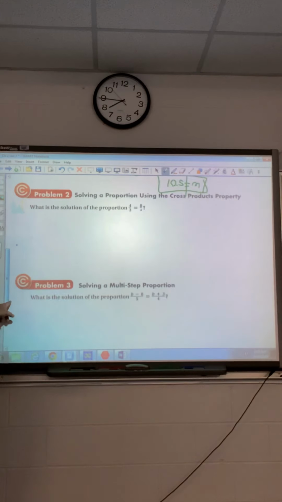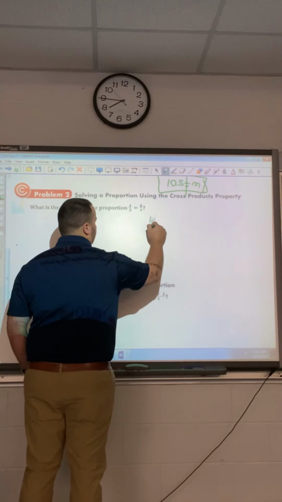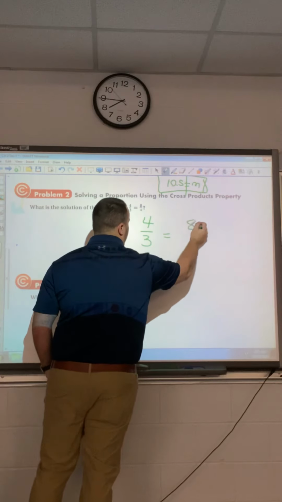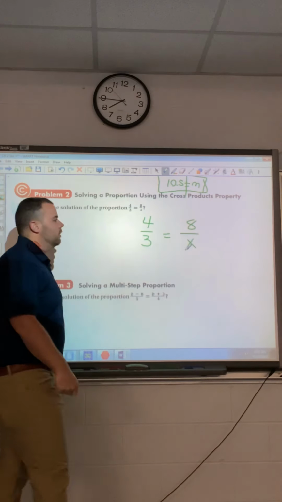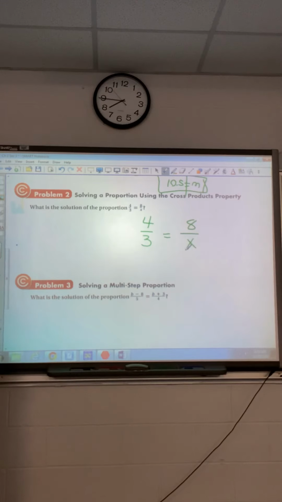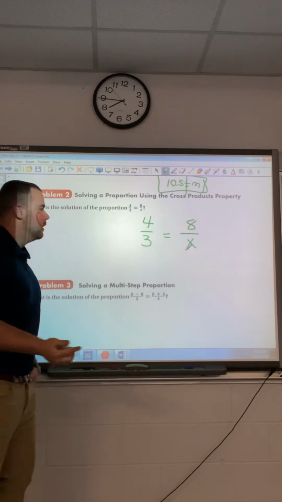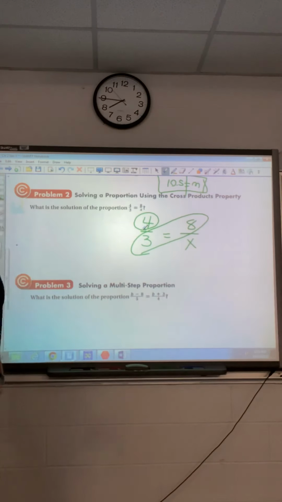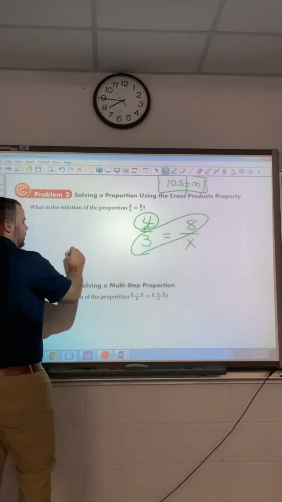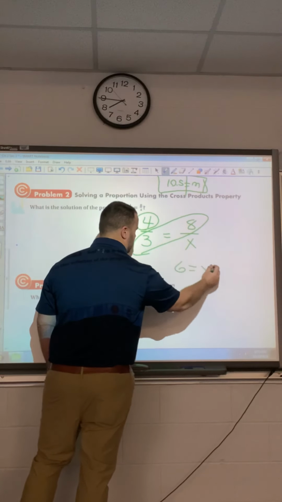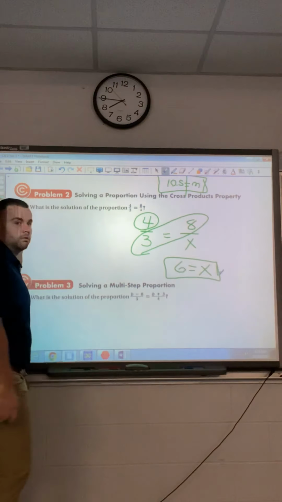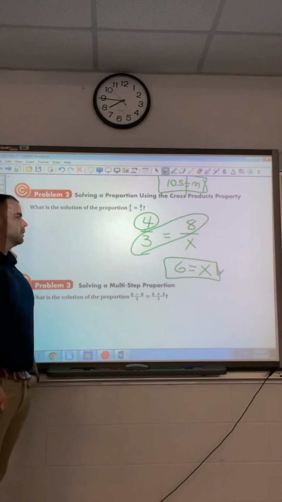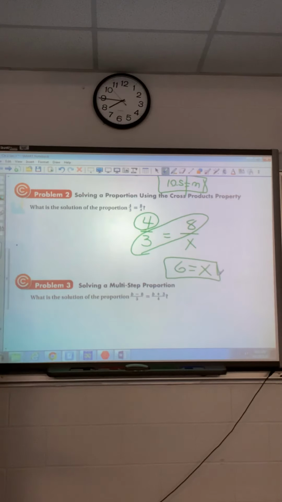So let's do that way here. You can't always do that, but for some of these simple ones, you can. So I have 4 thirds equals 8 over x. Which two actual numbers are right across from each other, diagonal? 3 and 8. So if I take 3 times 8 and divide it by 4, I should get the right answer. 3 times 8 is 24, and 24 divided by 4 is 6. You can do all that on a calculator. Is that easy enough?